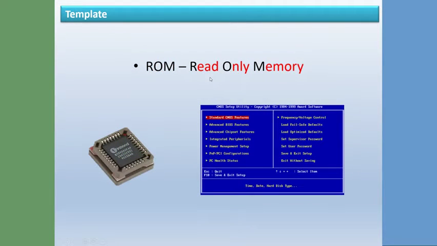Which leads me on to ROM, which is read-only memory. However, this cannot be upgraded. This generally is hard soldered to the motherboard, so you can't actually remove it. And the key point here with ROM is that it is called read-only. You cannot write to it.